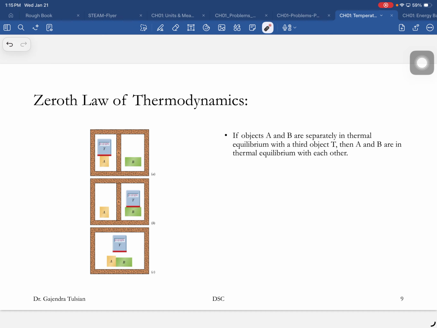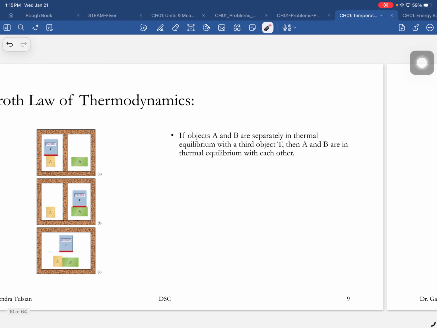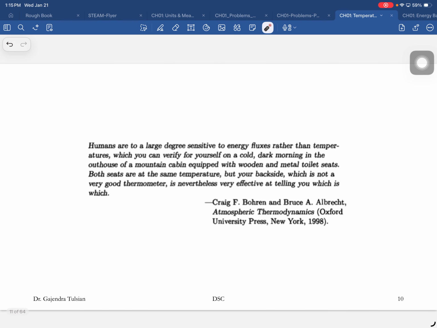So you are more sensitive to energy fluxes. Thank you, Dayton. And that's what this statement is. Humans are to a large degree sensitive to energy fluxes rather than temperature. So if you're in an outhouse in a mountain cabin equipped with a wooden and a metal toilet seat, you can tell the difference.